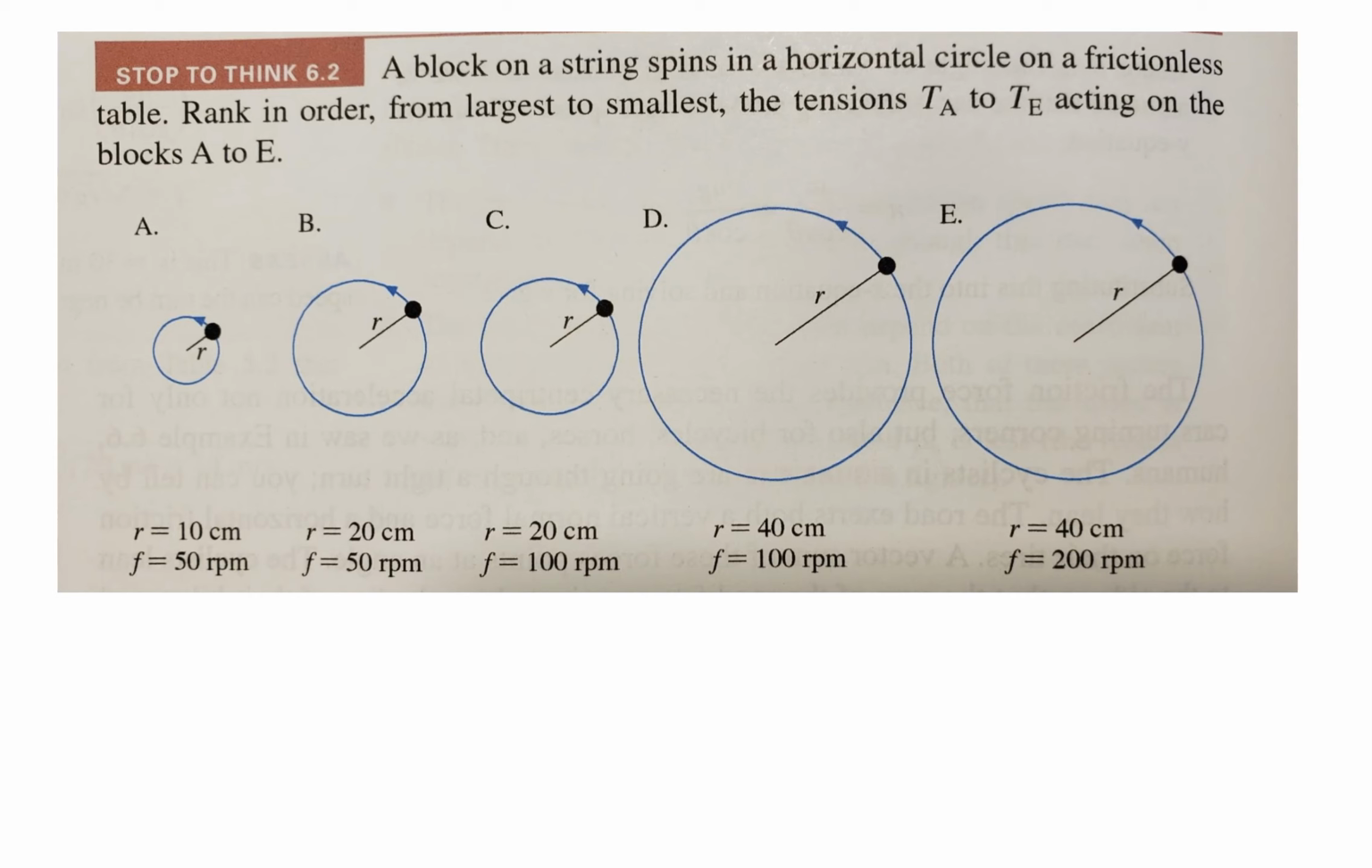So since this problem is talking about tensions, what it's really getting at is acceleration. Because the greater the acceleration, the greater the force. In other words, the greater the tension, right? So what we need to do is figure out which one has the greatest acceleration on down to the smallest acceleration. So if you were to look at your acceleration formulas, since we see frequency and radius down here, the easiest thing to do would be to look at your acceleration formula that deals with frequency, and that is 2 pi frequency squared times the radius.